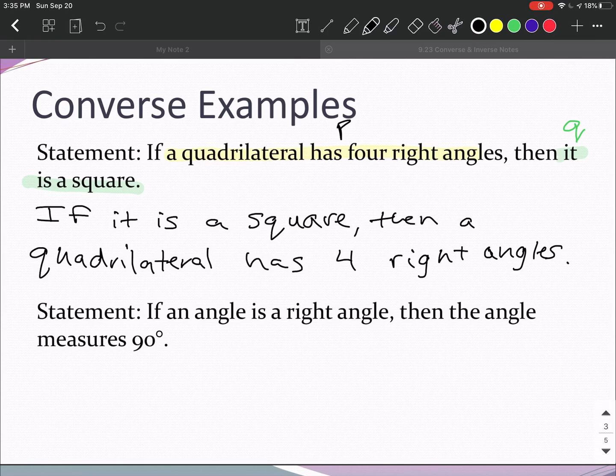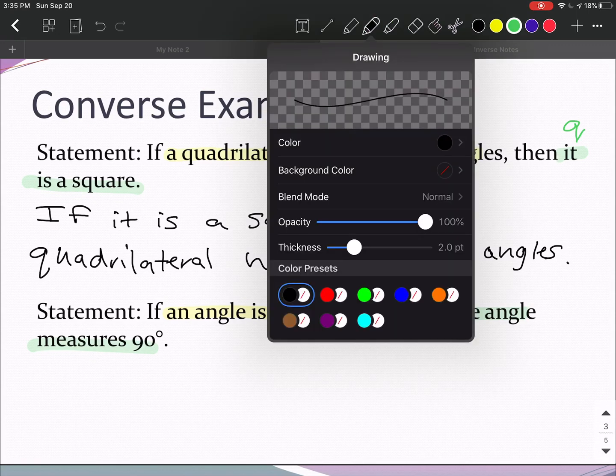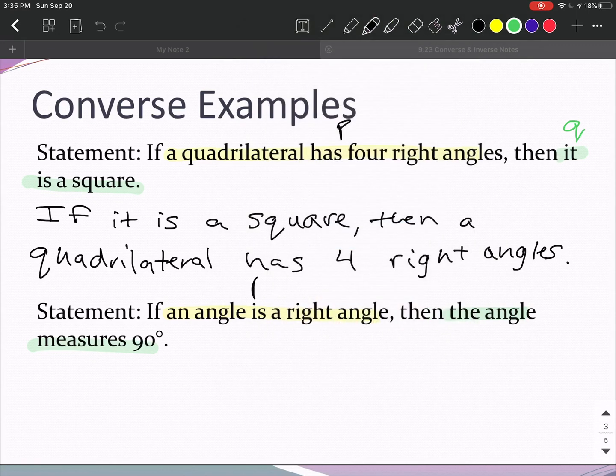And our next example. So if an angle is a right angle, then the angle measures 90. So again, we're going to start with my P. An angle is a right angle. My hypothesis, or my conclusion, the angle measures 90. So yellow is P, my green is Q.